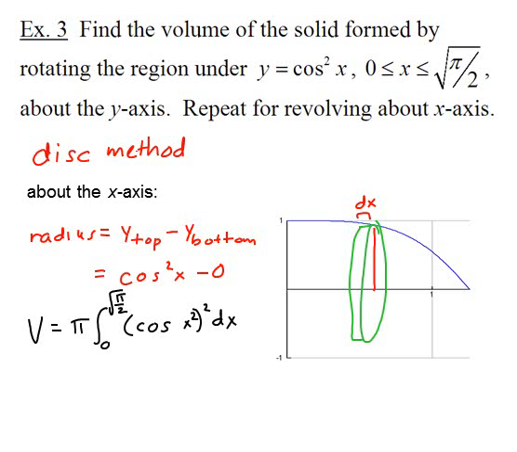Using pi times radius squared as the area of the cross-section, my volume is pi times the integral from x equals 0 to x equals square root of pi over 2 of cosine x squared squared dx. You don't know how to integrate this without a calculator yet, but you will after part 3 of this unit.